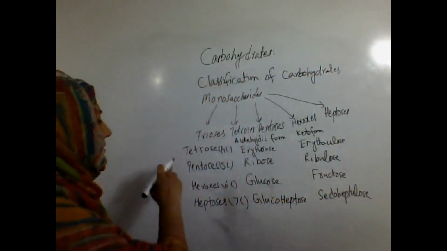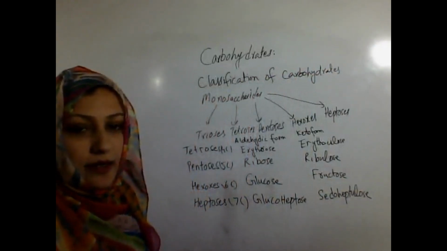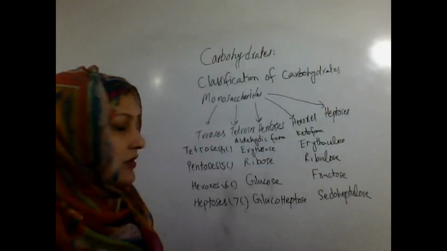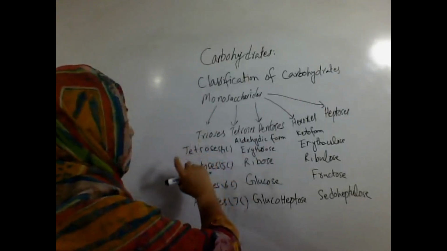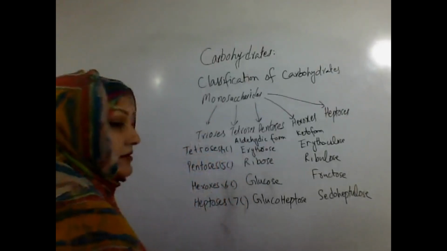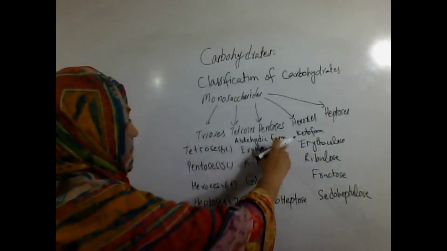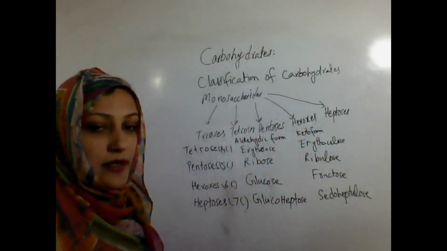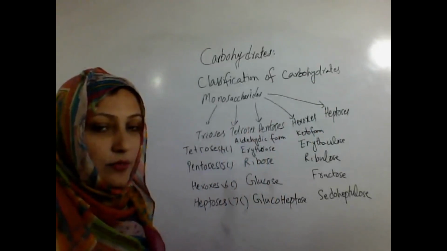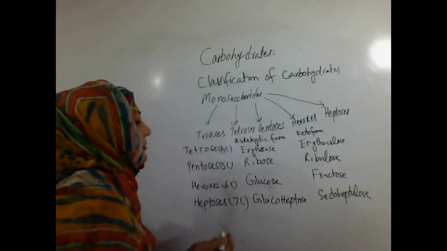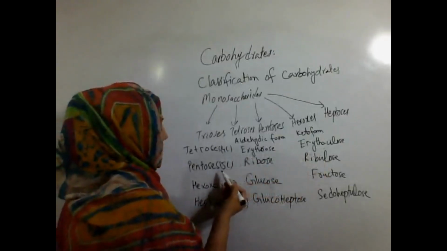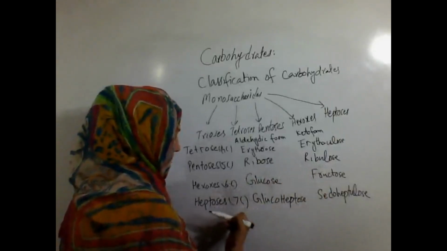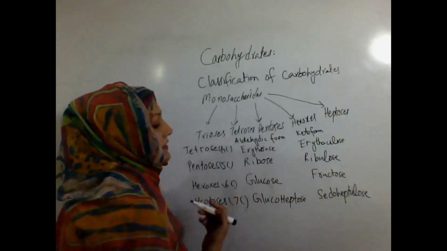These are the subclassifications of monosaccharides: trioses, tetroses, pentoses, hexoses and heptoses. Depending upon the functional group present, either the aldehyde group or the keto group, they are subdivided into erythrose and erythrulose. In case of pentoses, ribose and ribulose. In case of hexoses, glucose and fructose, and in case of heptoses, glucoheptose and pseudoheptulose.